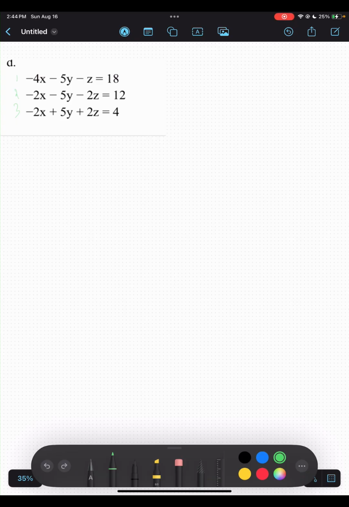So equation 2 plus equation 3, which I'm now going to name equation A, is negative 2x minus 5y minus 2z equals 12, and negative 2x plus 5y plus 2z equals 4. And when we do this, we get negative 4x plus 0y plus 0z equals 16.